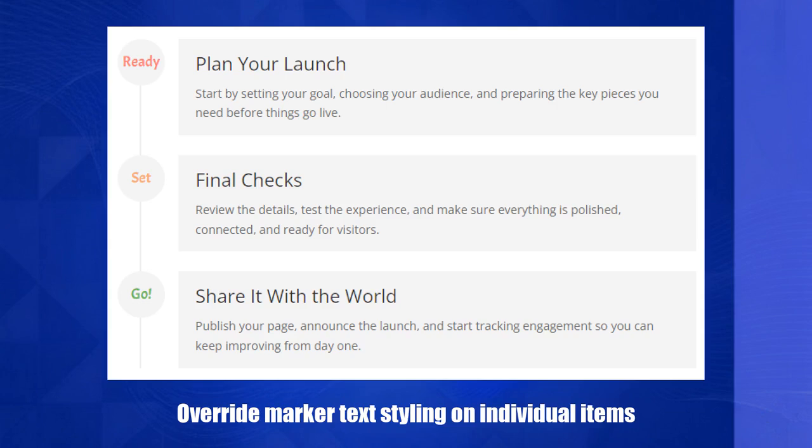If you'd like to customize the marker text styling for a specific timeline item, you can override the default settings. To do this, open the settings for the item you want to adjust. Then, navigate to Design, Marker, Marker Text, where you can modify the font options for just that item. This gives you the flexibility to highlight individual items while maintaining a cohesive default style for the rest of your timeline.